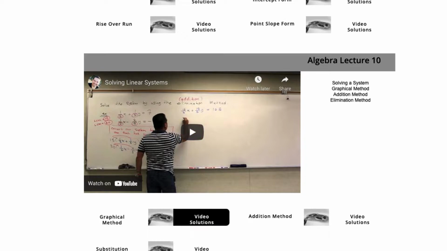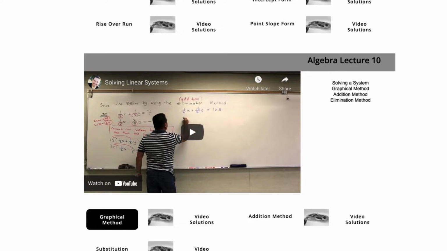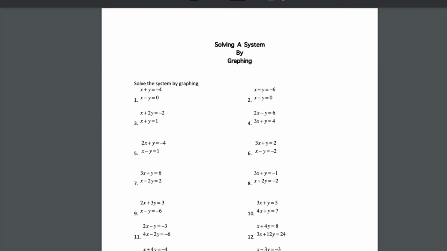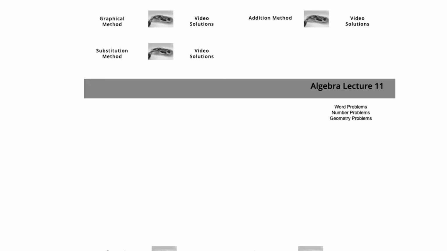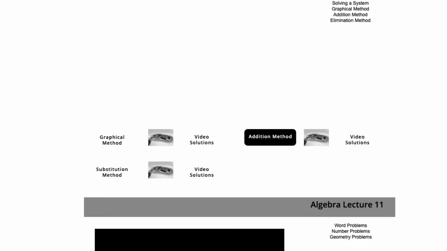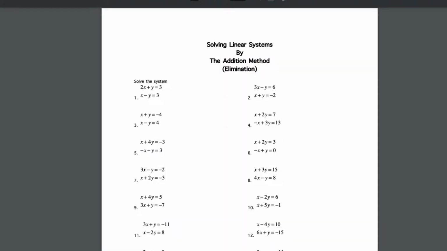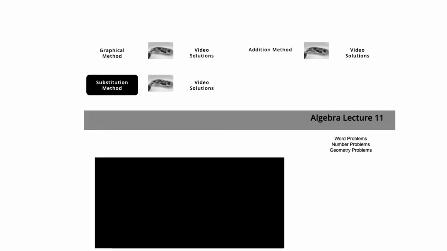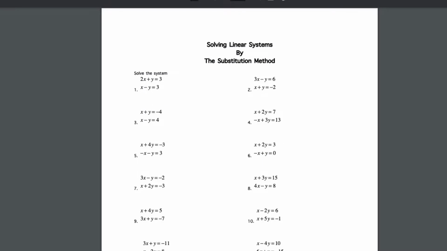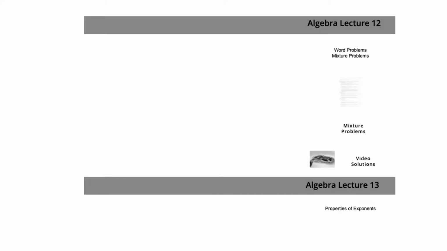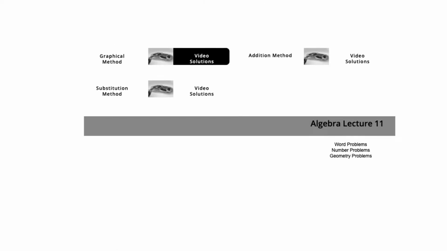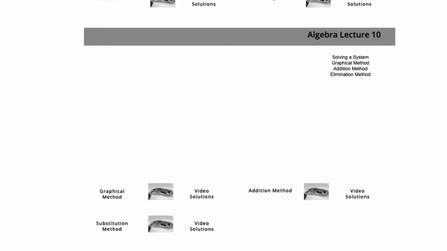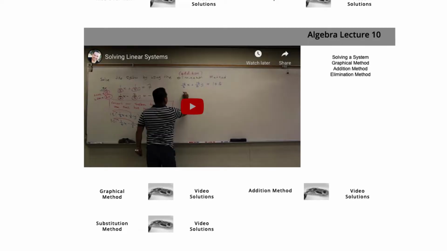So what I'm saying is, what kind of methods were there? Do you guys know? Back in beginning algebra, you had the graphical method. And then you had the method known as the addition method. And then we had one known as the substitution method. So there were three methods back in beginning algebra that went over this stuff, like Algebra Lecture 10. You guys see what I'm saying? And that video is here.